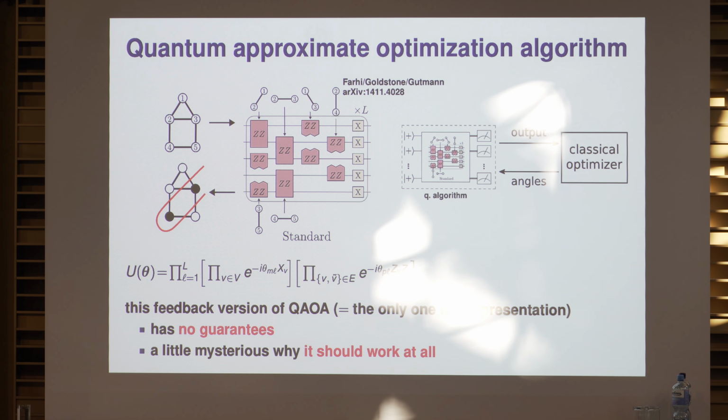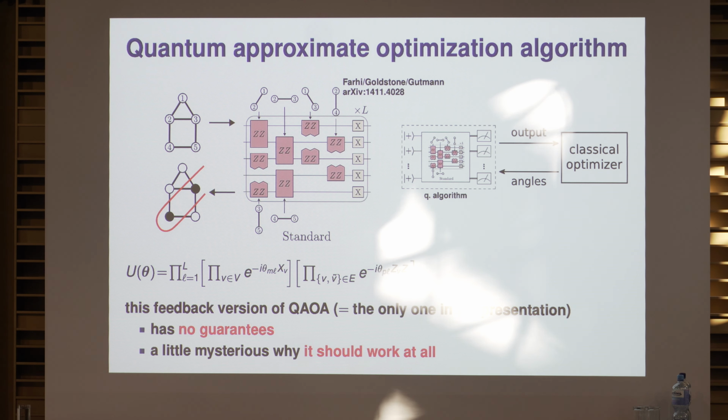So it's a very simplistic algorithm. It's just a feedback optimization in principle. There's a slightly different version, which I don't want to talk about here, which has some classical preprocessing. This feedback version has no guarantees at all. In my opinion, it's a little bit mysterious why it should work at all.